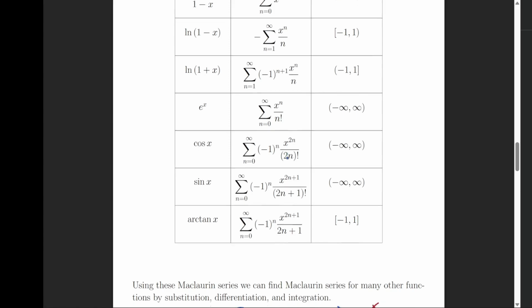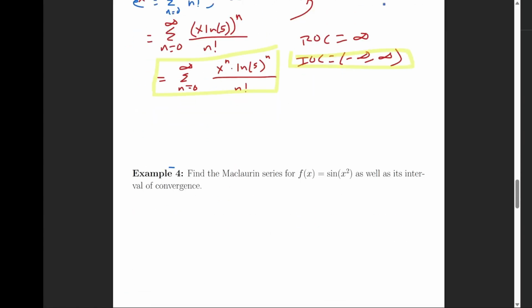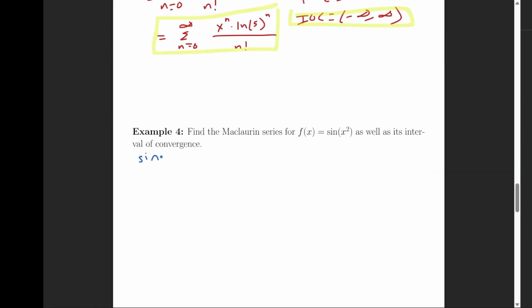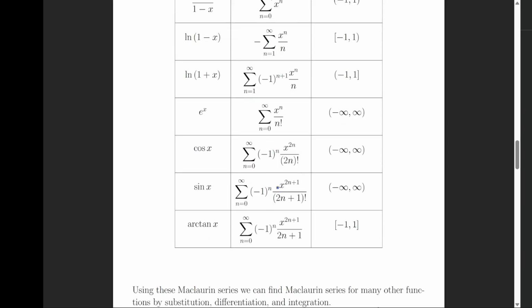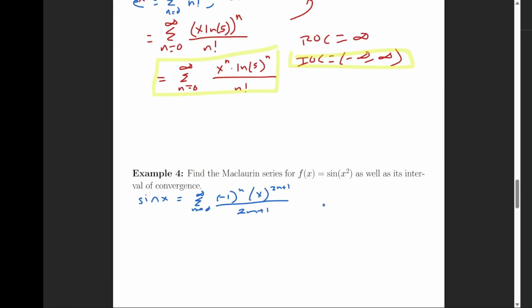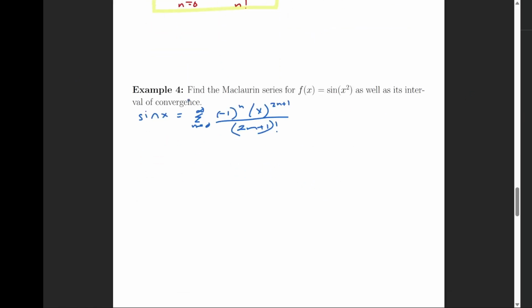So don't forget your formula. I'll write it out. I believe I'll just do it off memory. I believe it's x to the 2n plus 1 divided by 2n plus 1 factorial. I forgot the factorial. Okay, perfect. Well, this one's easier than the last one.